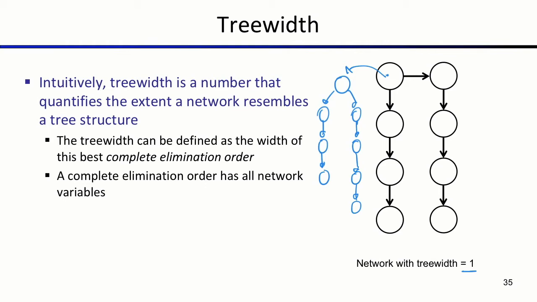We can see, and we will define this later with more care, that the tree width can be defined as the width of the best elimination order, which we call the complete elimination order. The complete elimination order is an elimination order that involves all the network variables. So let's take a look at another example and see how it differs from this one.